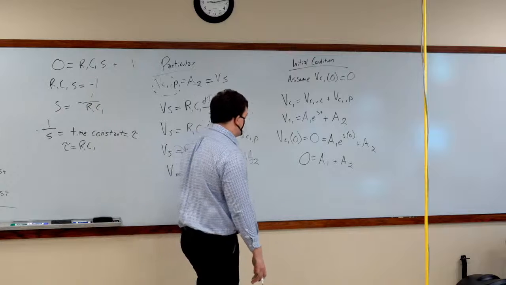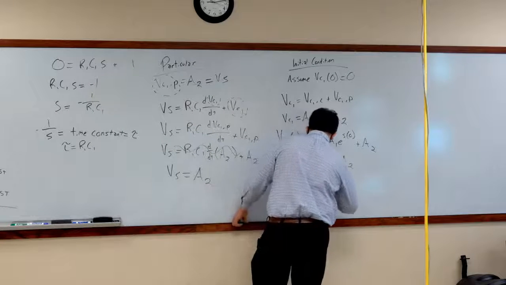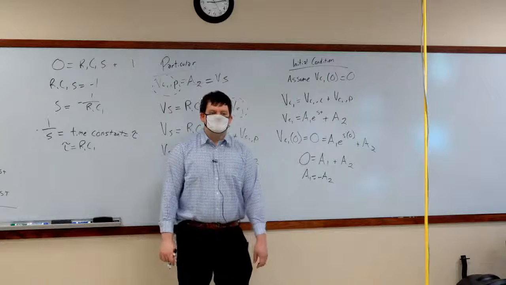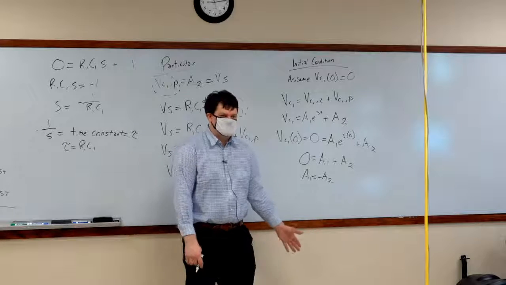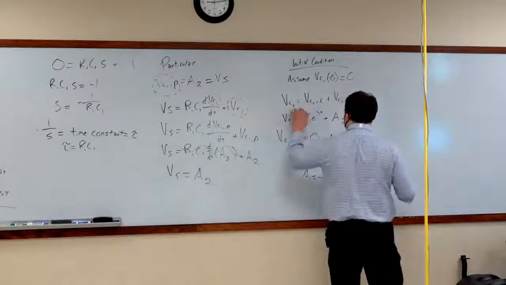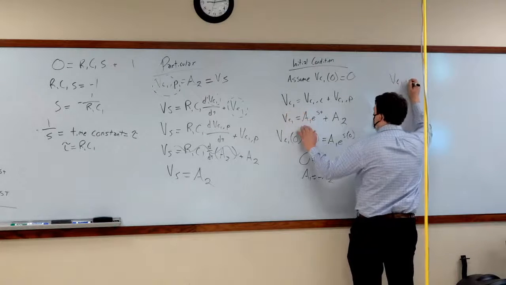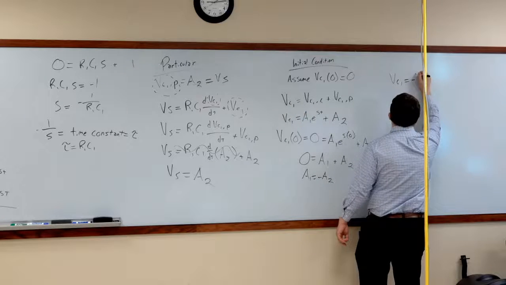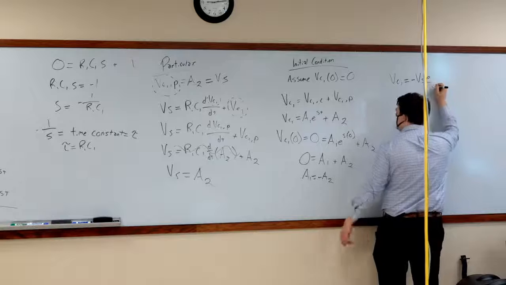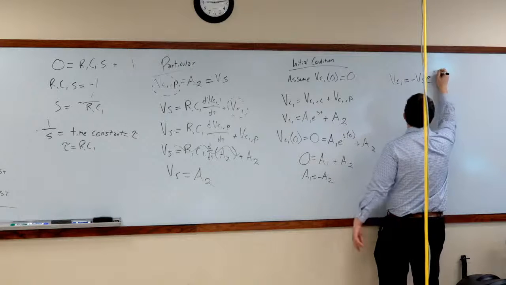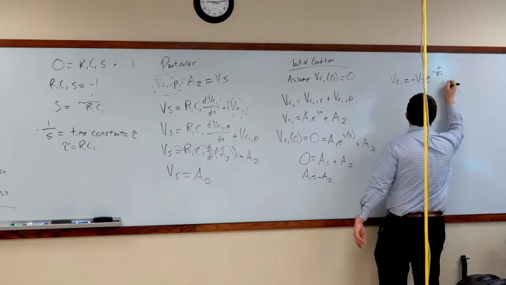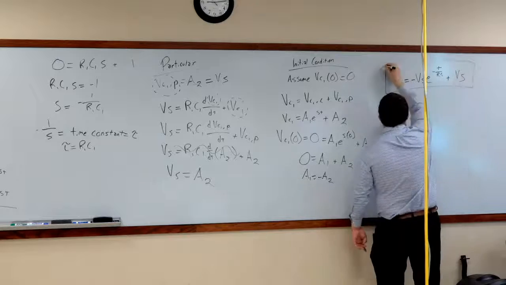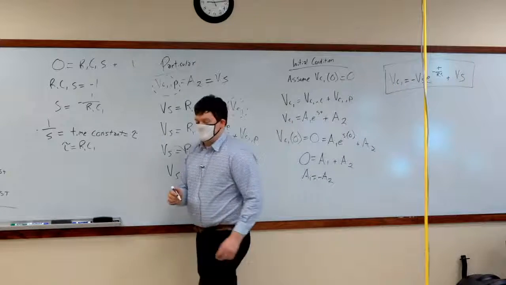Zero is equal to A1 plus A2. Well, that just means A1 is equal to negative A2. We now know the final solution because we've solved for everything. Go back to this one. Vc1 is equal to negative A2, which is equal to negative Vs. Negative Vs times e to the s is equal to negative t over R1C1, plus Vs. That is the solution.